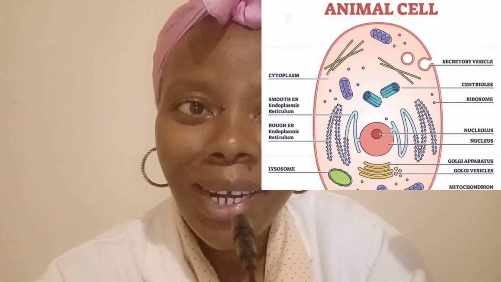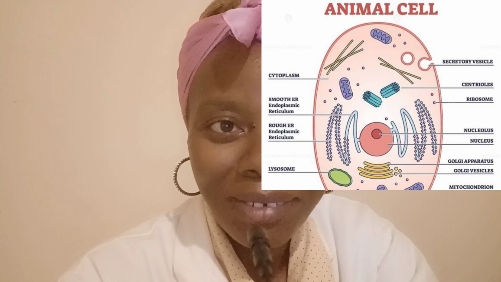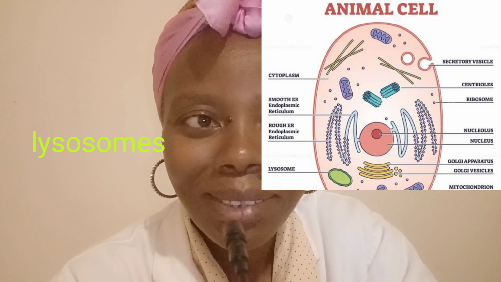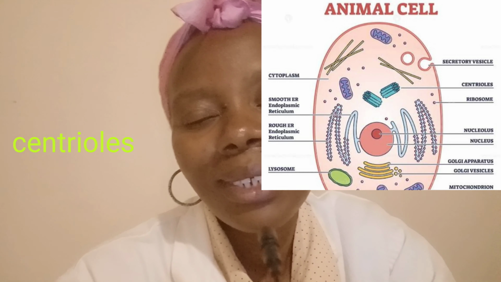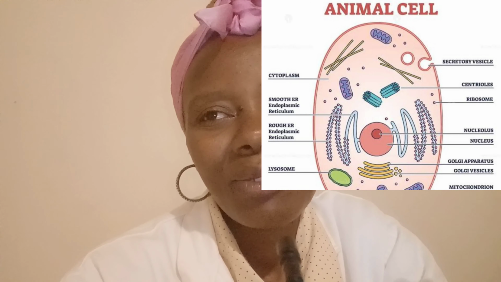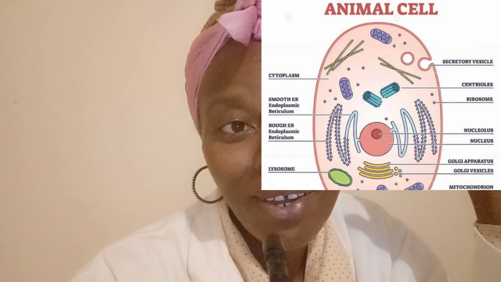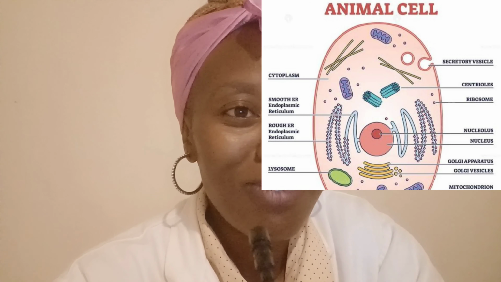What about the ones that are found in an animal cell and are not found in plant cells? What are the examples? We have lysosomes. What else? Centrioles. We have flagella, cilia, and intermediate filaments. Those are some of the organelles that are found in animal cells and are not found in plant cells. We will see the functions of all those organelles, and the ones that are common to both plant and animal cells.